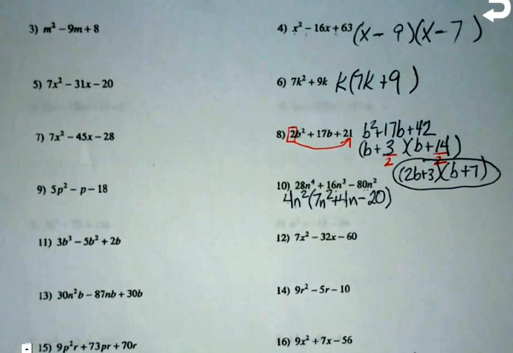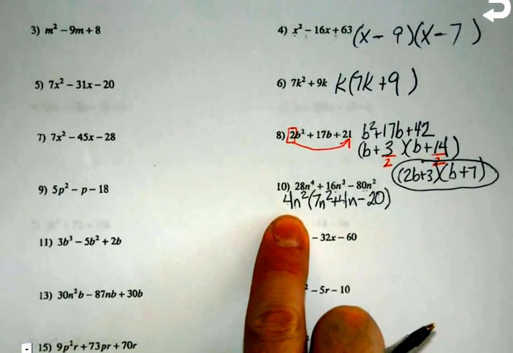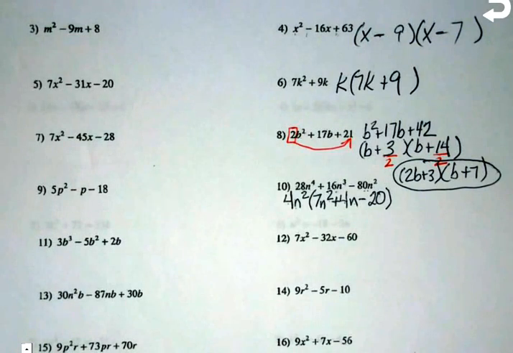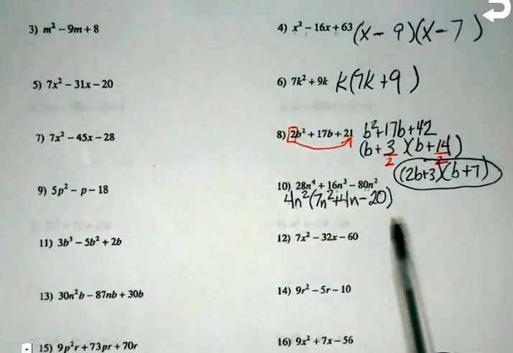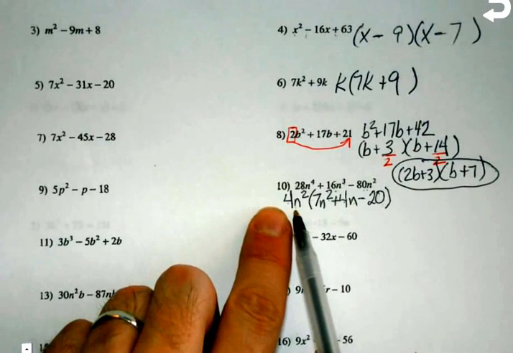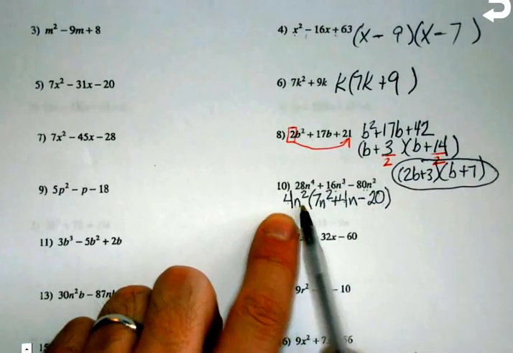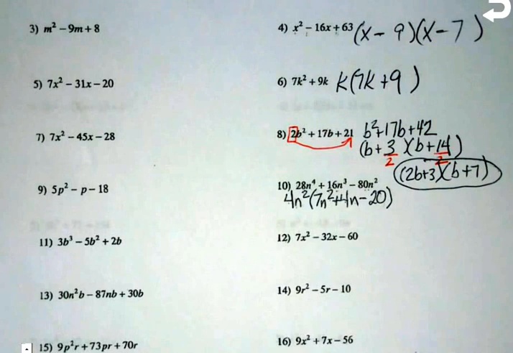So now the fun begins. I have to see if I can factor what's in the parentheses. I'm going to ignore this for right now, my 4n squared. Why did I take the n off of this one? I already have n squared here, so if I do 4n squared times negative 20, there's my negative 80, but I've already got the n squared.